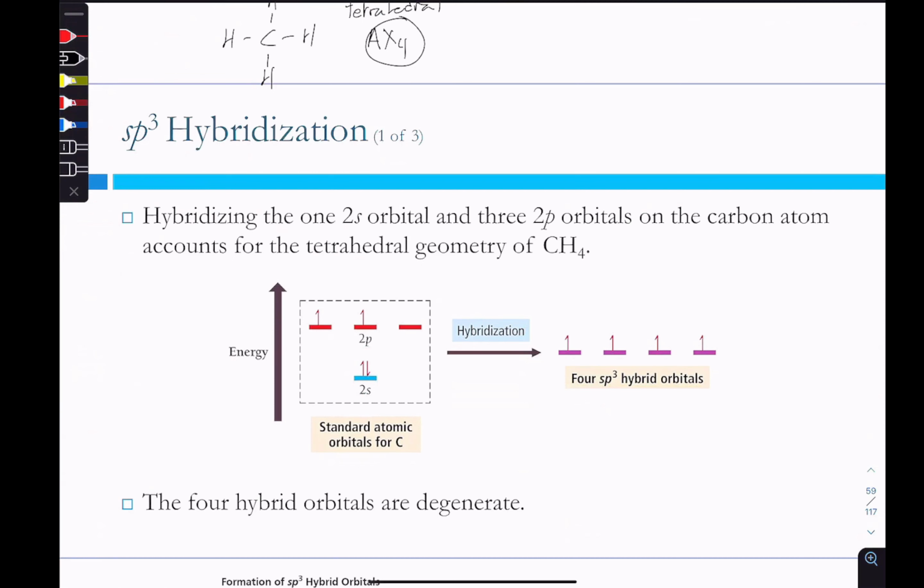I don't know if the meaning of degenerate has changed or something. In chemistry, what we're saying is that each of these orbitals has the same energy. So we take a bunch of things that used to have separate energy levels and they get combined, then they all have the same energy levels. That's what it means that the orbitals are degenerate.